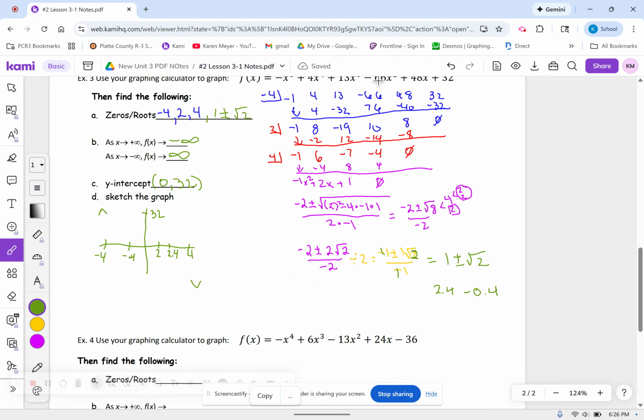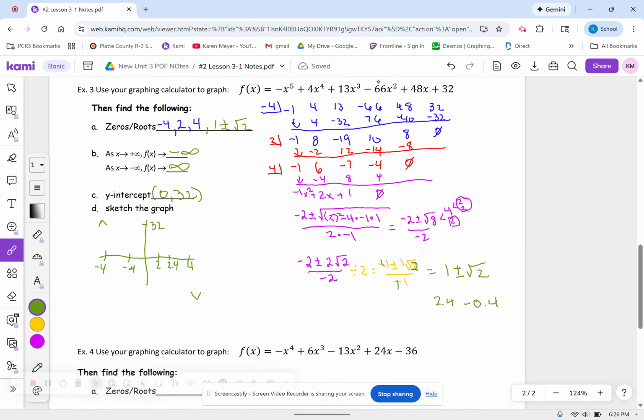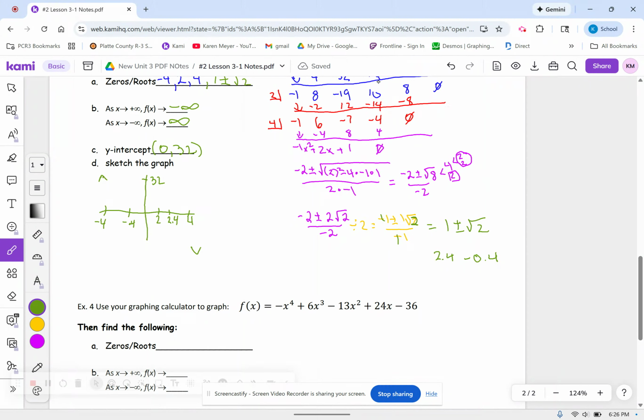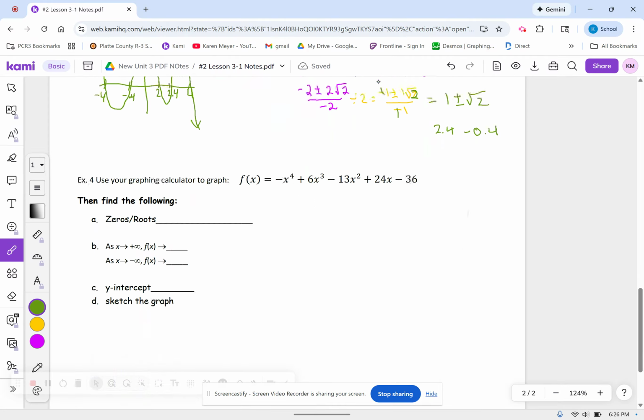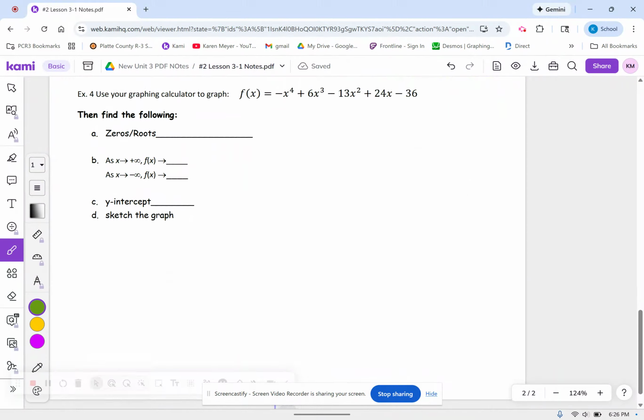Whoops, sorry. Oh, come on, calculator. So then we're going to make this. And then we're done. Okay, and then we have one more for today.